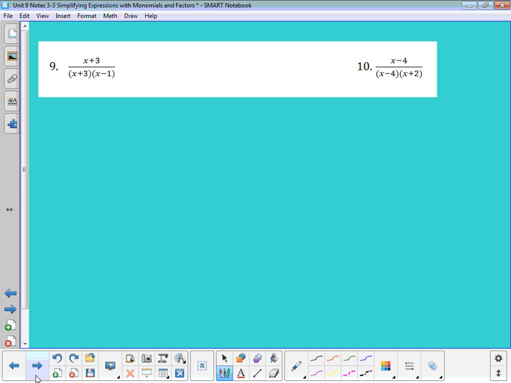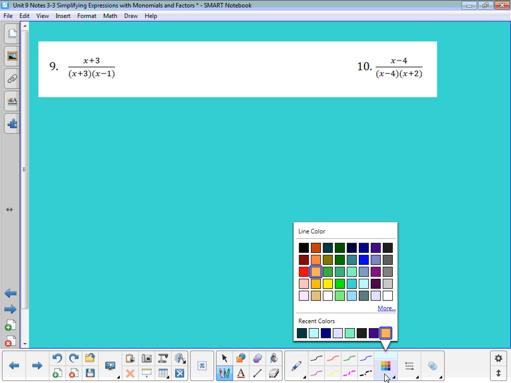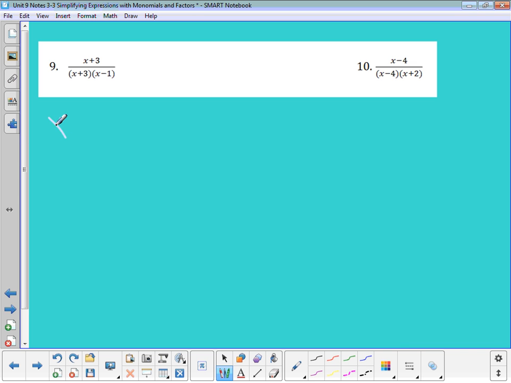Okay, let's take a look at number 9. So for number 9, we have things in factored form, kind of like we had on Monday. So what I'm going to do first is set each denominator equal to 0. So x plus 3, x minus 1 is equal to 0. Well, that's going to require me to use the zero product property.